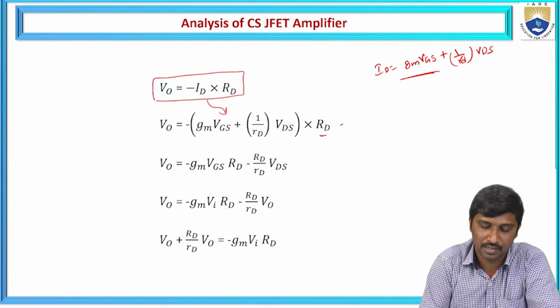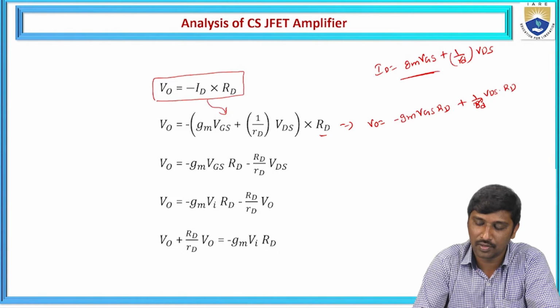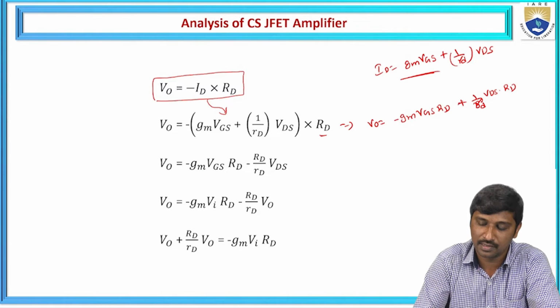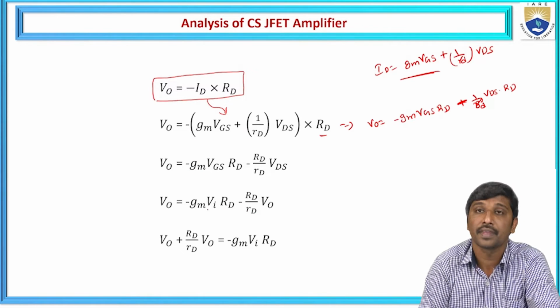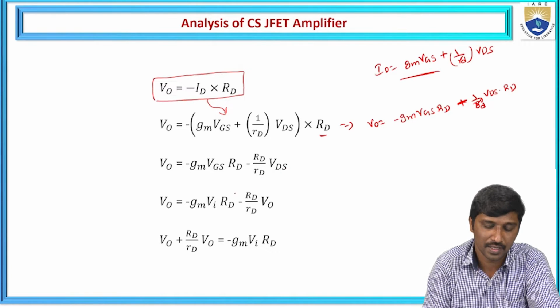So now I am going to multiply this out. V naught is equal to minus GM VGS into capital RD plus 1 by small rd into VDS into capital RD. The same expression can be represented with the minus multiplied through: minus GM into VGS capital RD minus capital RD by small rd into VDS.